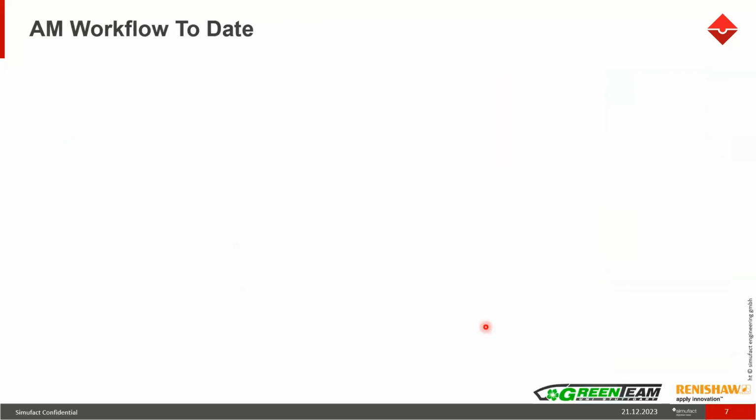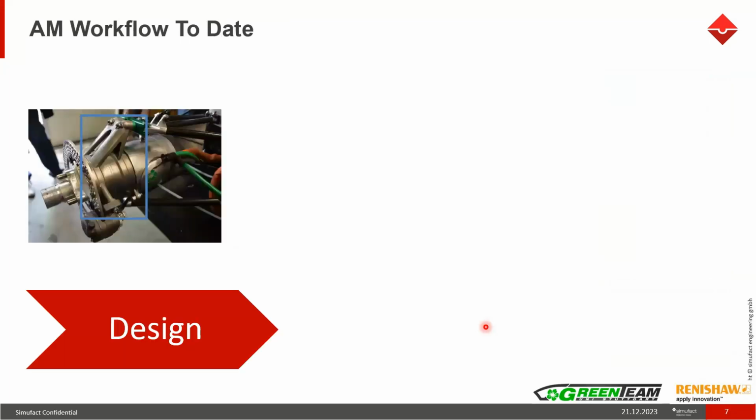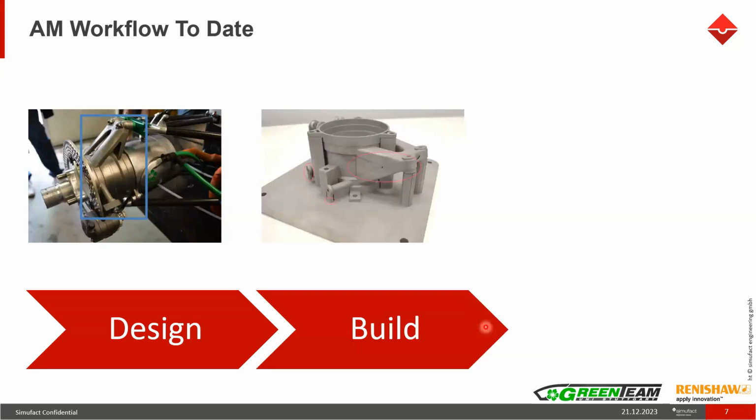So the AM workflow, the additive manufacturing workflow, happens like this. For example, you have a design, which might be automotive. In this case, it is a wheel hub in a race car. You have a design, then you make the CAD model of this design, and you feed it to the additive manufacturing machine.